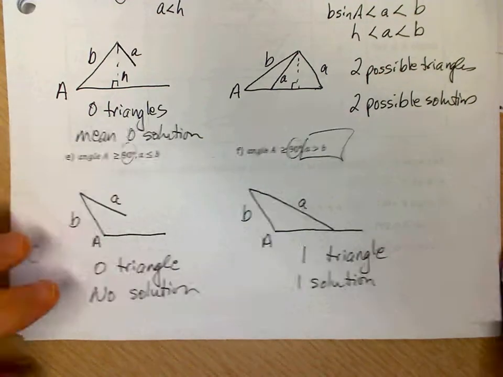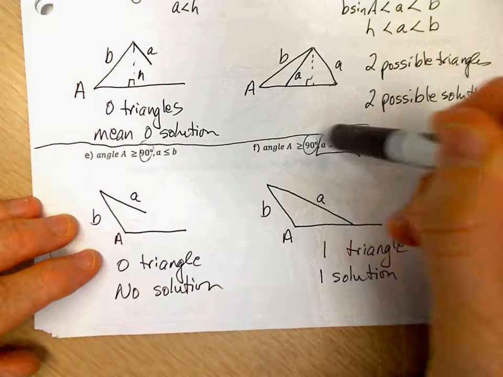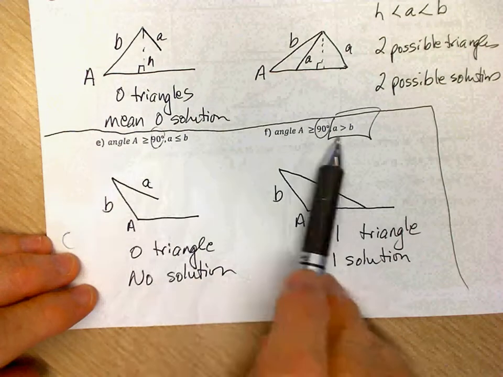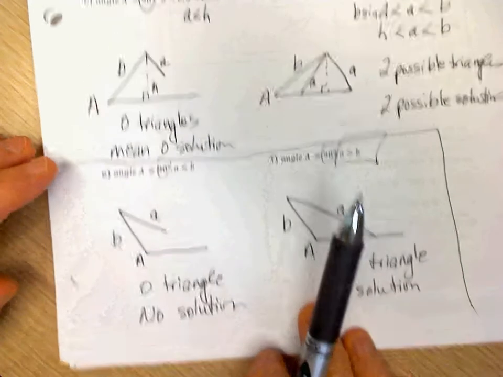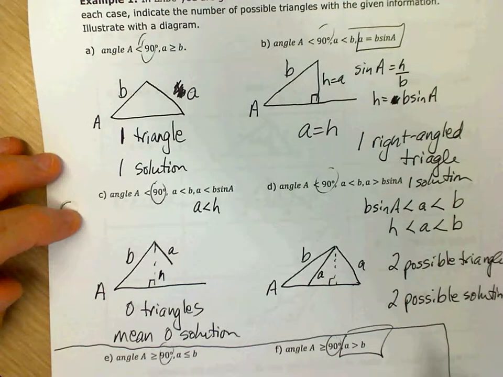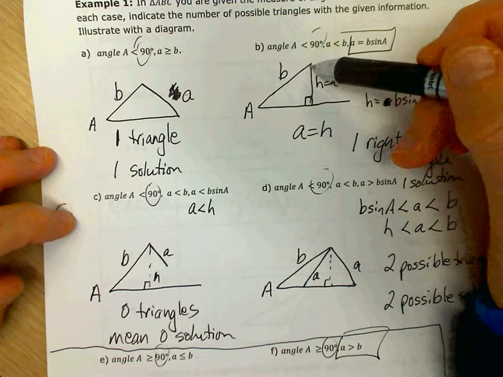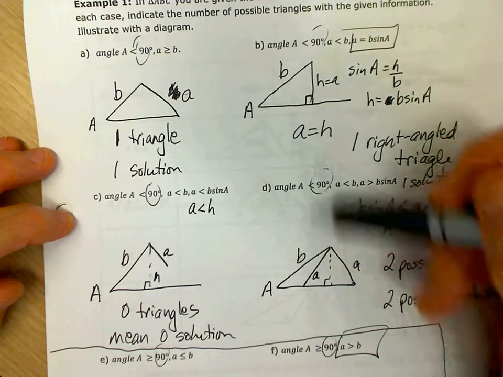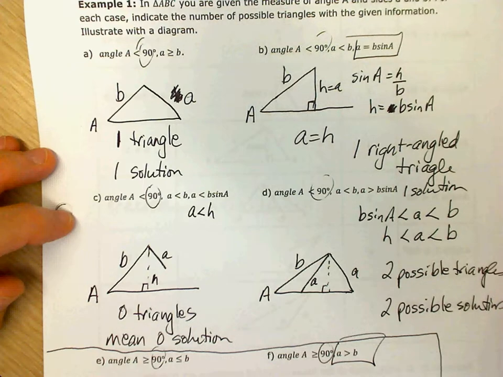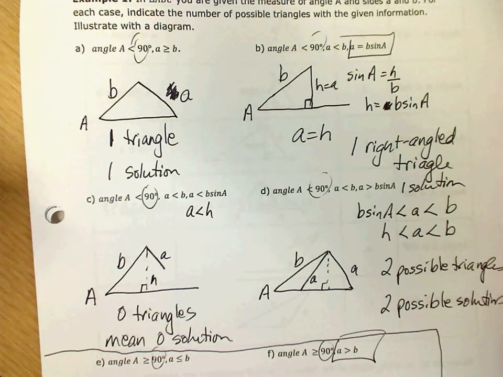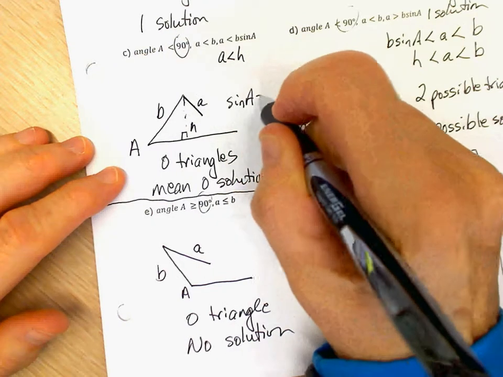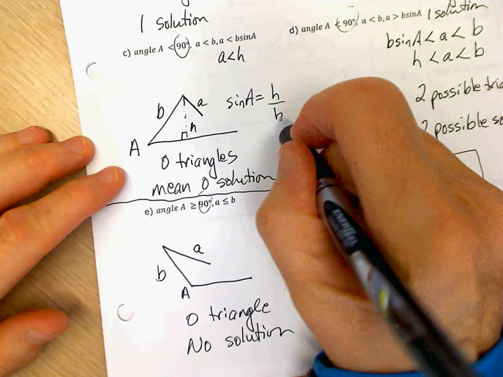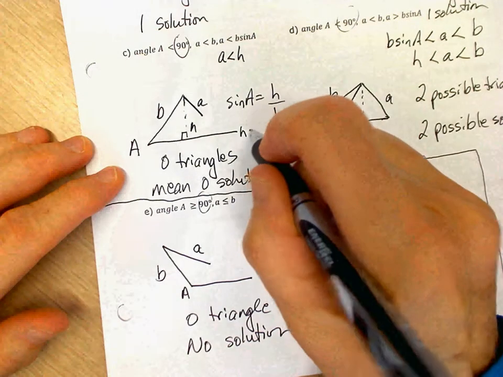So notice, there's only two cases when the given angle is greater than or equal to 90. It's either 0 triangles or one triangle if A is greater than B. Now when A is less than 90, there's 4 cases, but notice when it's less than 90, you're most likely going to have to calculate the height so you can make a comparison. The height, you just draw the height, so sine of A equals opposite, height, over the other given side. So H equals B sine A.